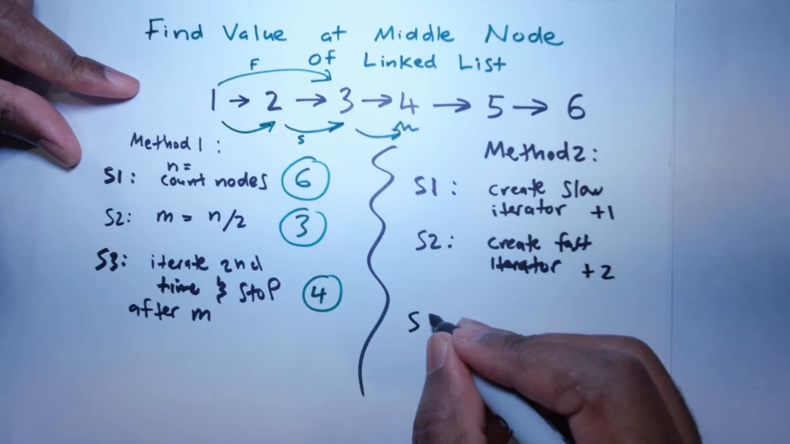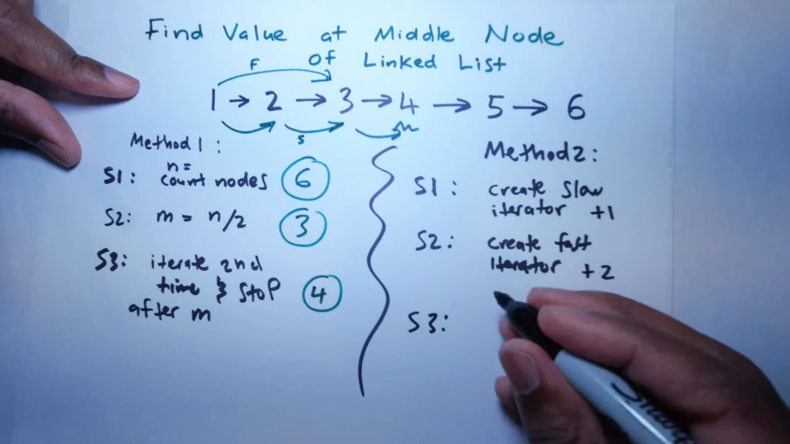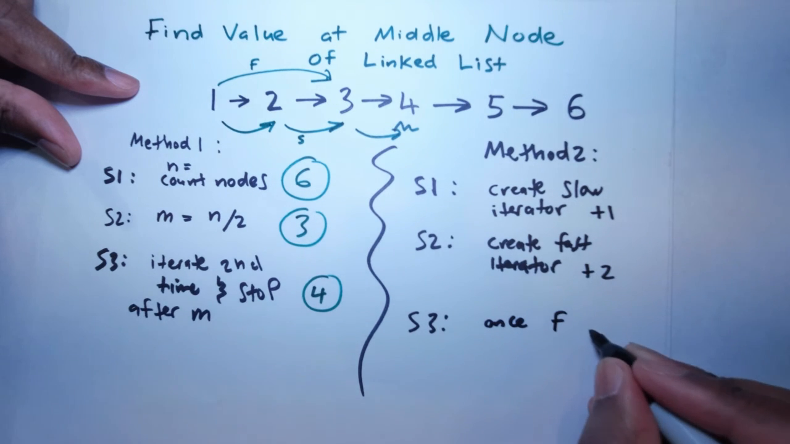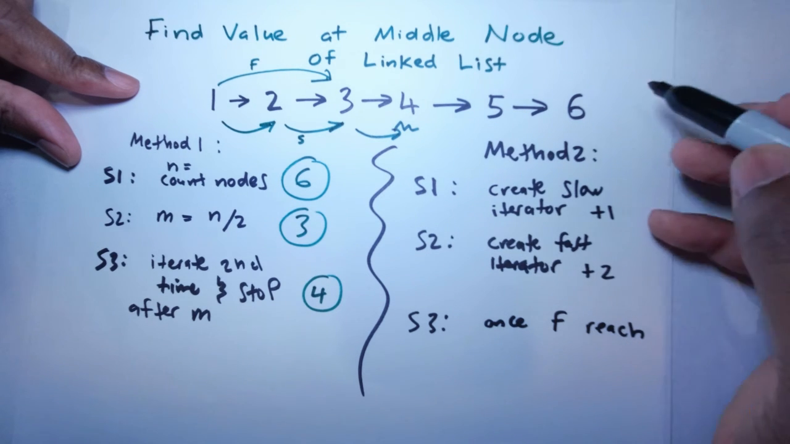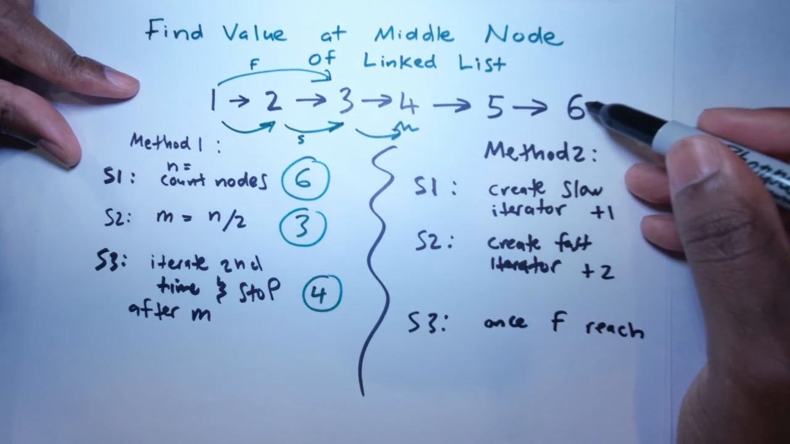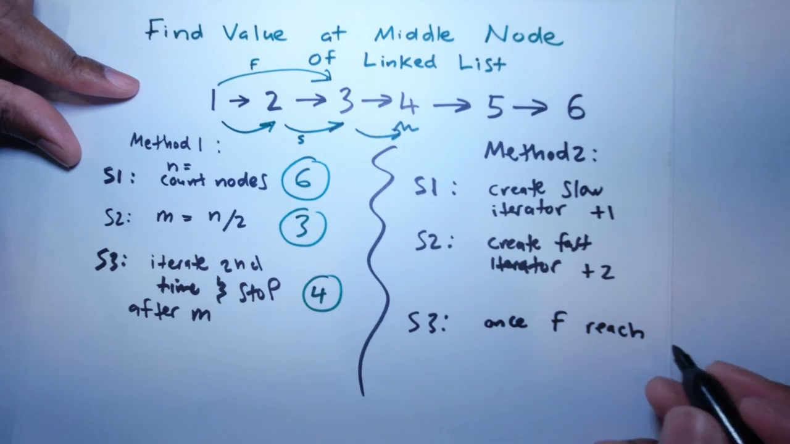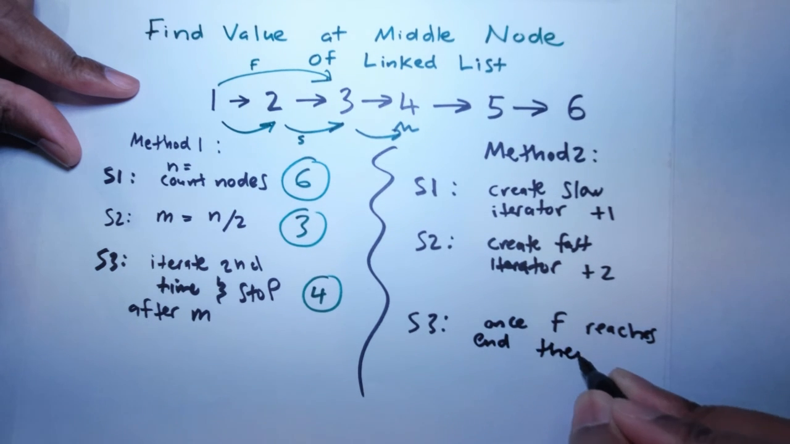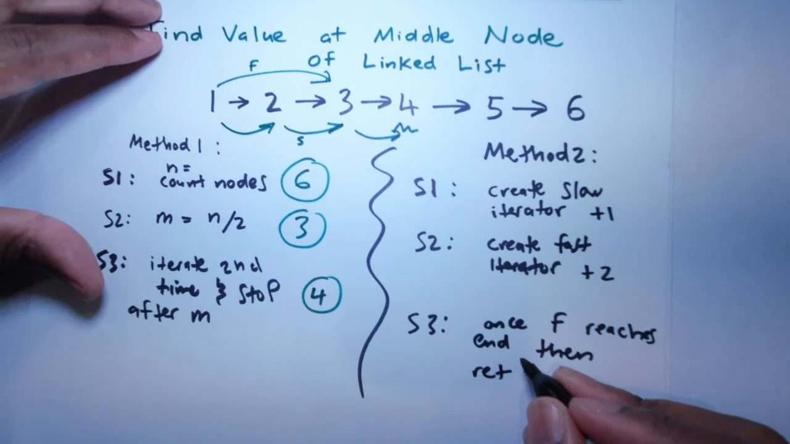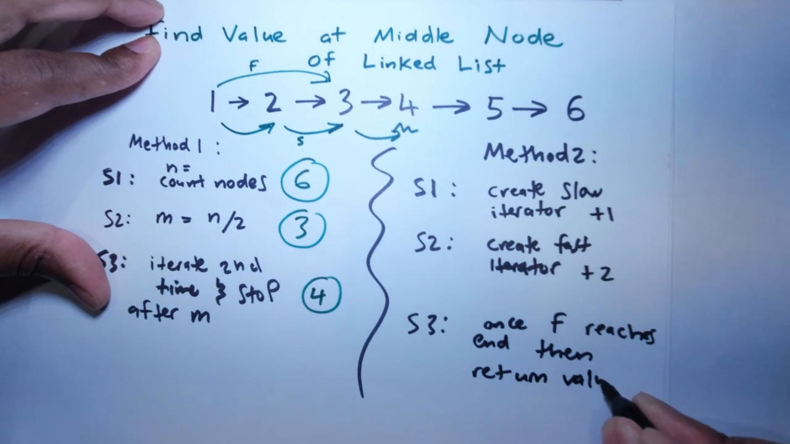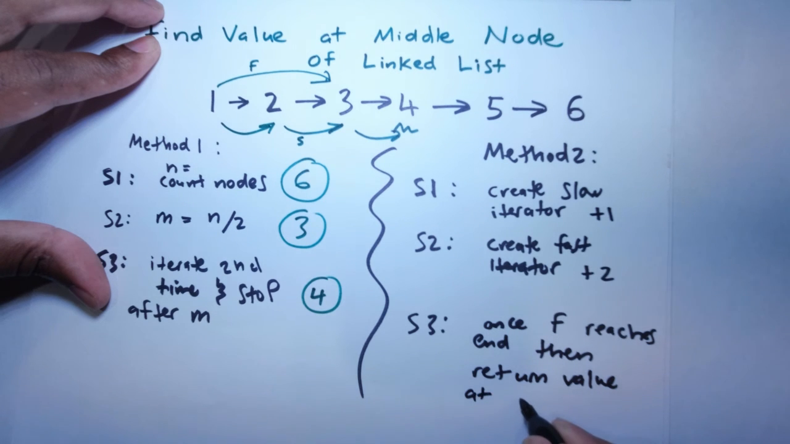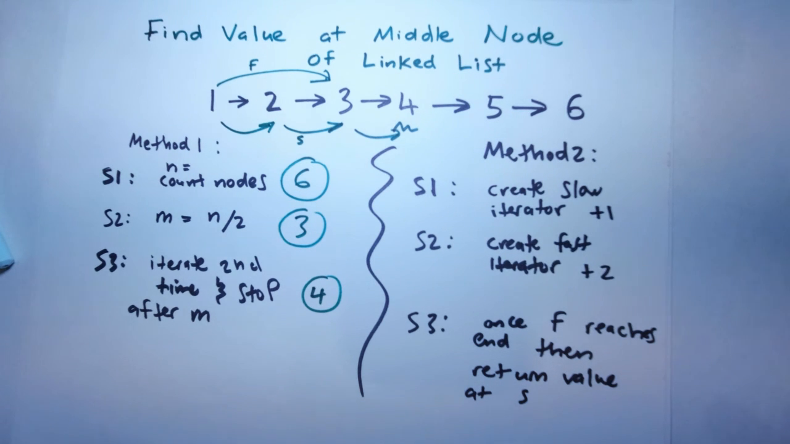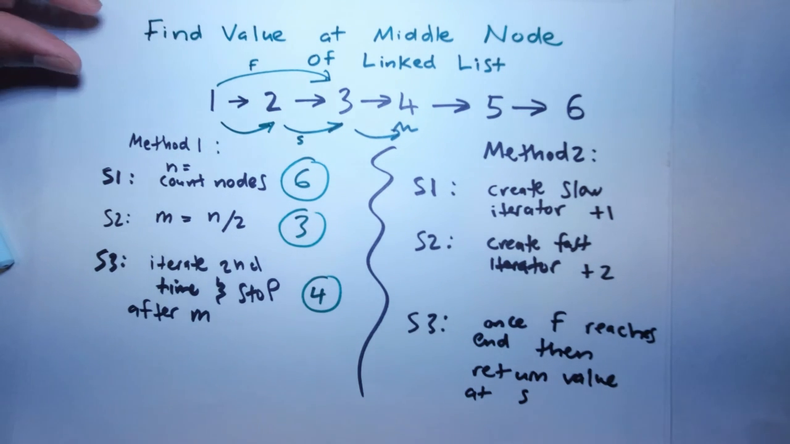And then step 3, once F, which is a fast iterator, reaches end, and you can tell that you've reached the end because that node is not pointing to anything. So once F reaches end, then return value at the slow iterator S. And that's essentially it.